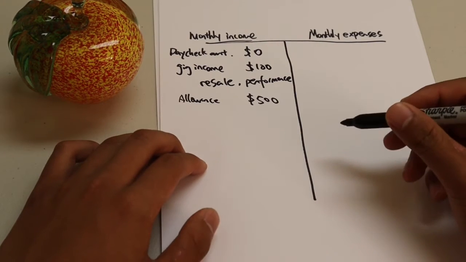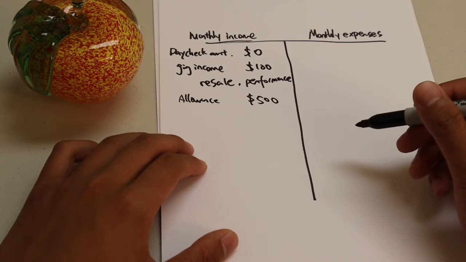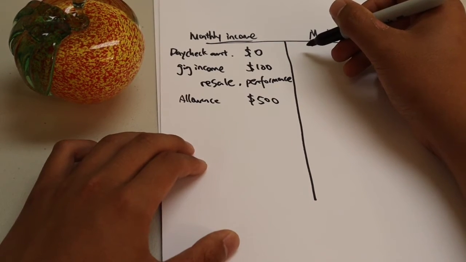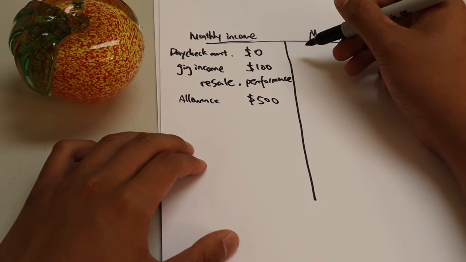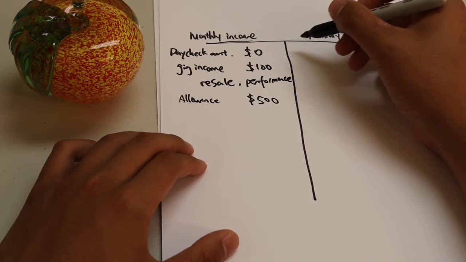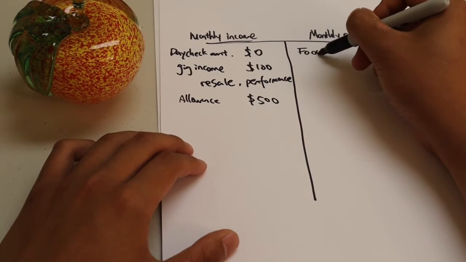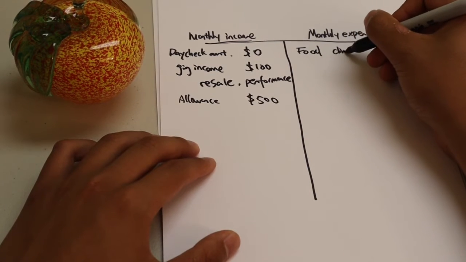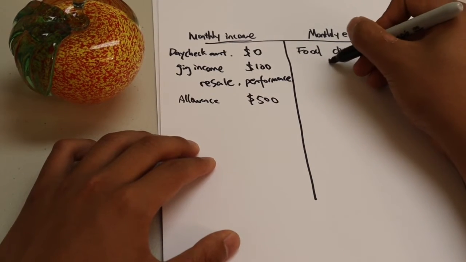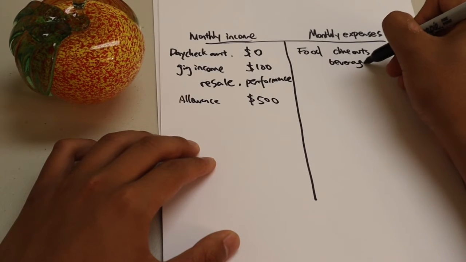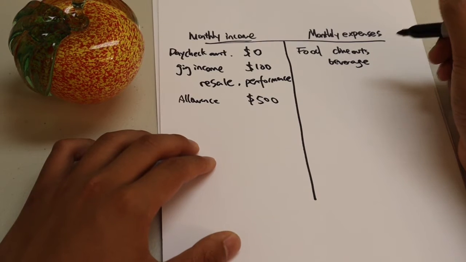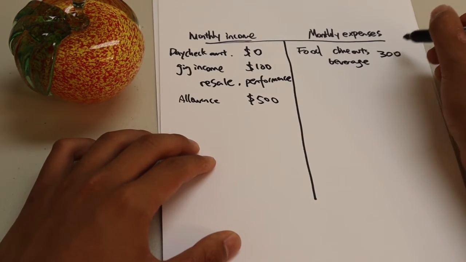And then we'll move to the right side, expenses. For a college or high school student, your major expenses include, and I want to write it down as we go, food, which includes your dine outs and beverages, like beer and Starbucks, etc. Mine is around $300 a month.